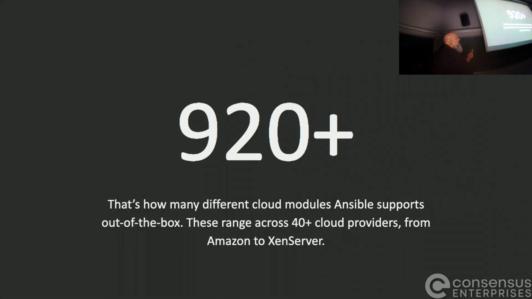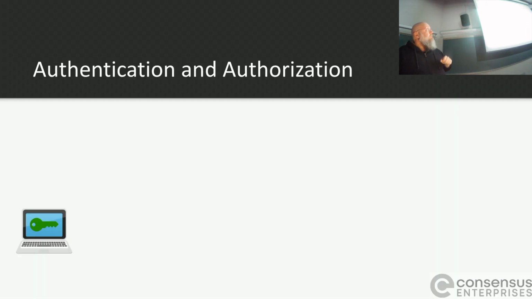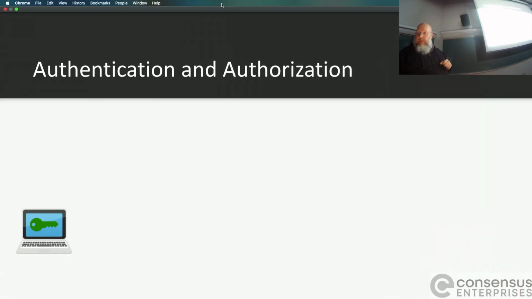Last time I gave a presentation along these lines, this number was 340. That was 2 years ago. So in that time, we've seen almost a tripling in the number of modules available to run cloud tasks, okay? So we're going to look at some of these in a little bit, but if there's a cloud provider you want to use, chances are Ansible either has modules that will work with it, or they're being worked on currently.